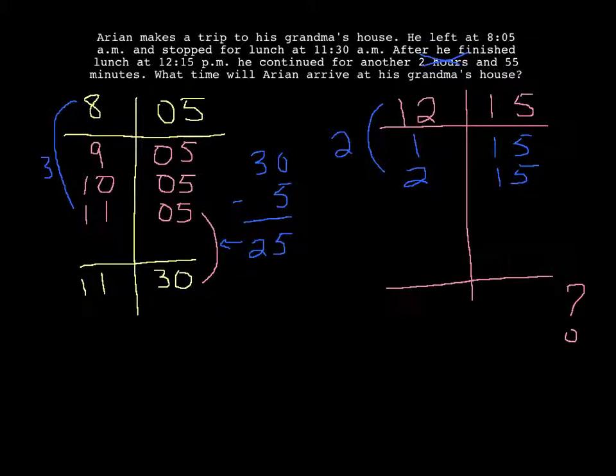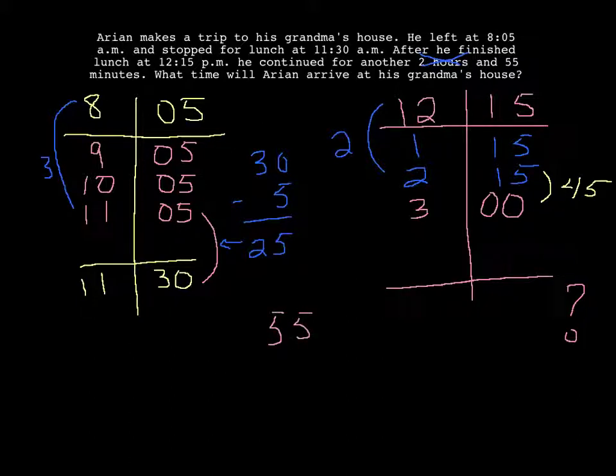We need 55 minutes. Now, I do know that if we're at 2:15 and we add another 45 minutes, because I remember there are 60 minutes in an hour, 15 plus 45 is going to give me my next hour. So, I'm going to write that over here. That would be 3 o'clock. 3 o'clock, another 45 minutes.